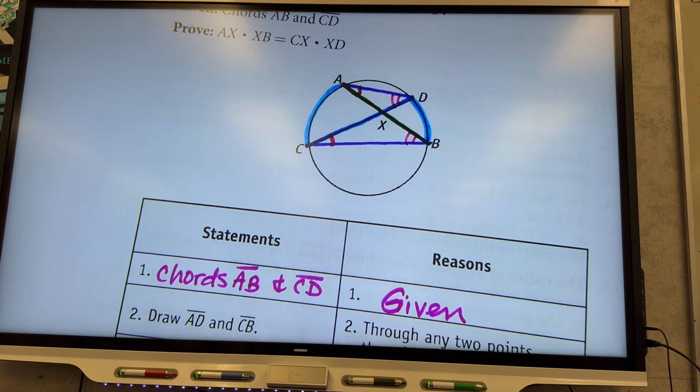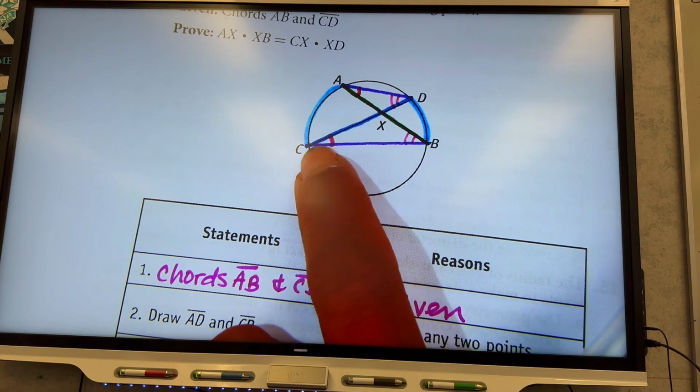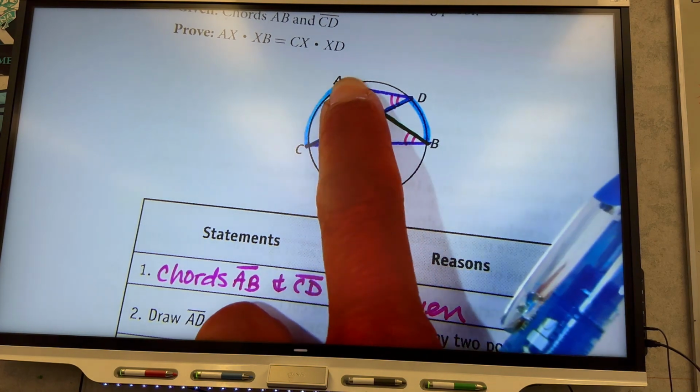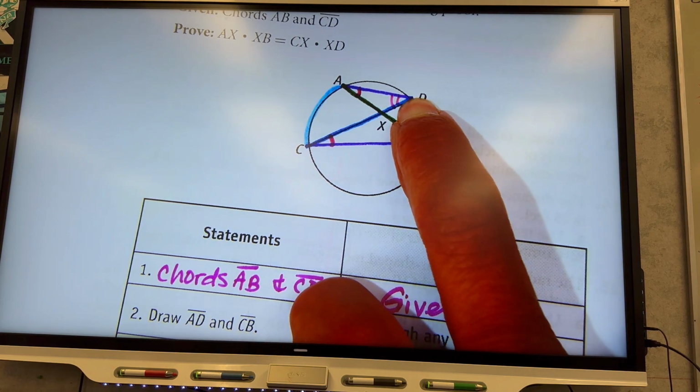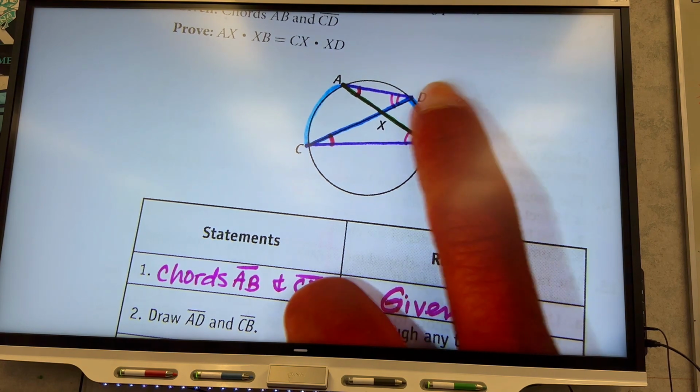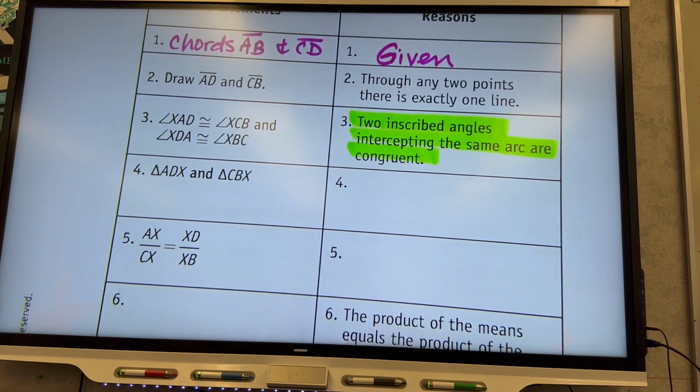But an inscribed angle has to look like this. It has to be inside the circle. The endpoints of the angle are on the arc, and the vertex of the angle has to be on the edge of the circle. Okay. So that's what it's going to look like. All right. So you can use that from here on out. Another tool to add to your toolbox.